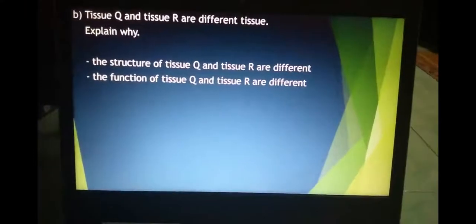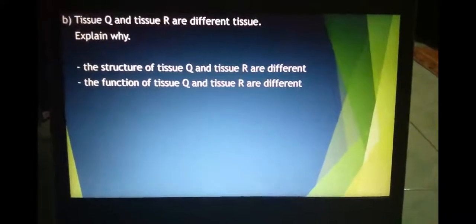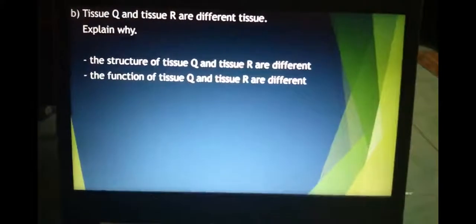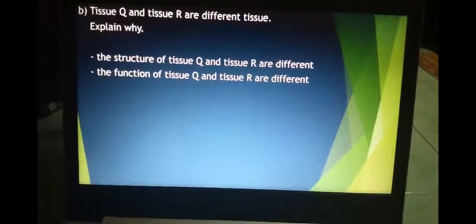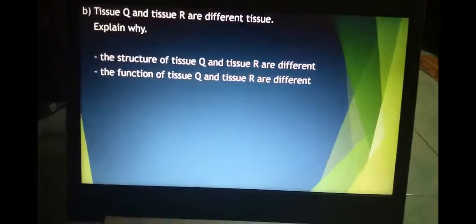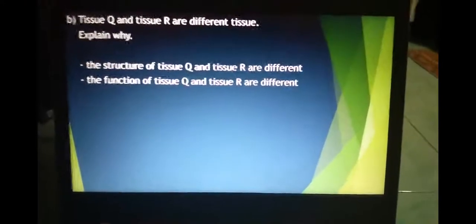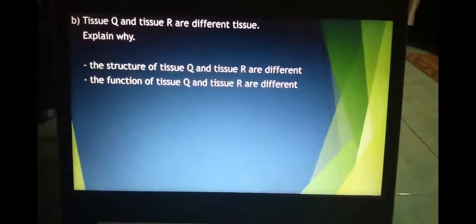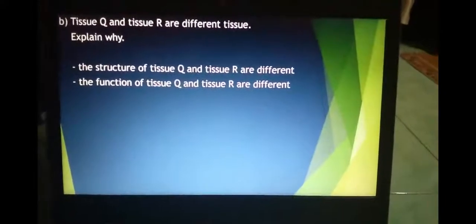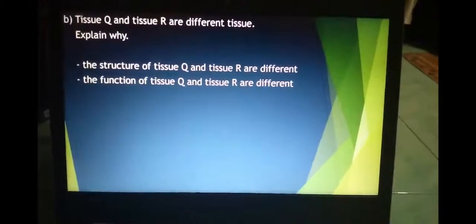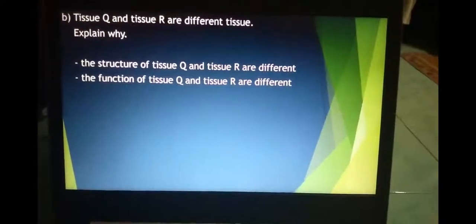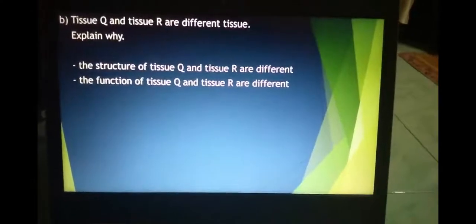Tissue Q and tissue R are different tissues. Explain why. The keywords are tissue Q, tissue R, different tissue, and why. We know tissue Q contains red blood cells, and tissue R contains white blood cells. So my point to show the tissues are different is as follows.